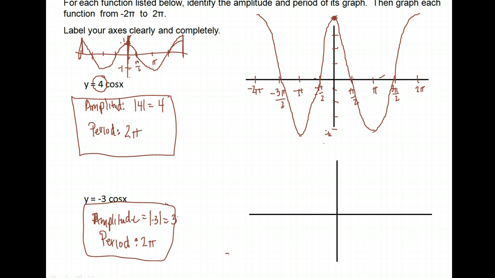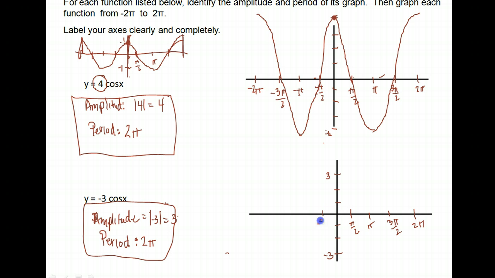Again, you can plot points if you're more comfortable with that to make your graph, or you can just use the shape of the graph. Okay, so 3 and -3 is how high and low I know I need this to be. It's not translated up or down at all, just stretched. And my pi over 2, my pi, my 3 pi over 2 and my 2 pi, and the same, the negatives over here of each of those.